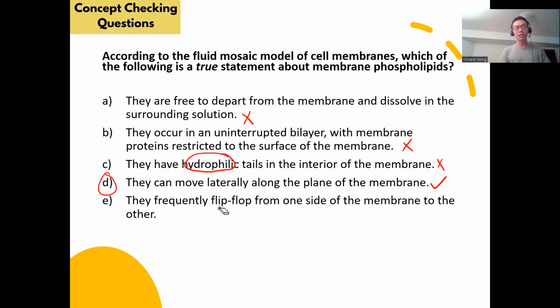Last one, they frequently flip-flop from one side of the membrane to the other. Not frequently, they rarely do. I told you, rarely. So the answer is D.